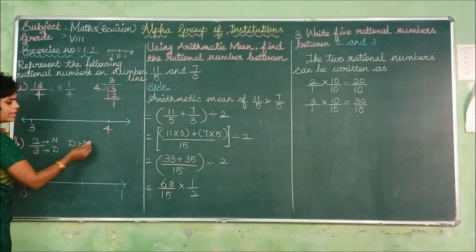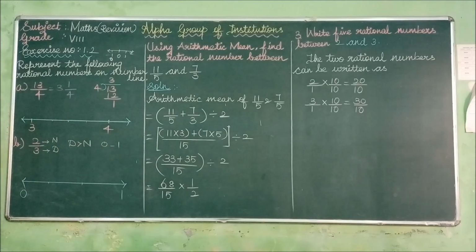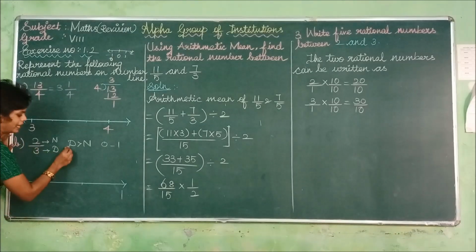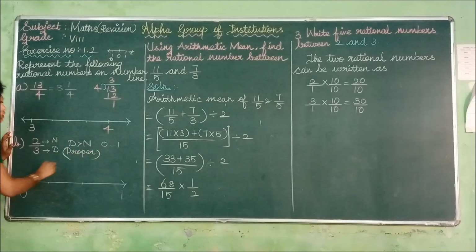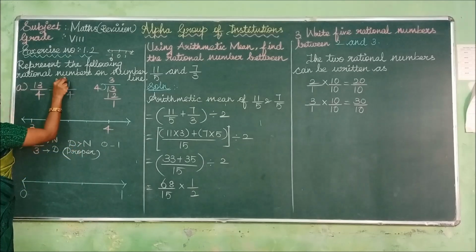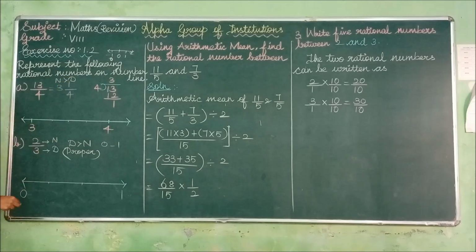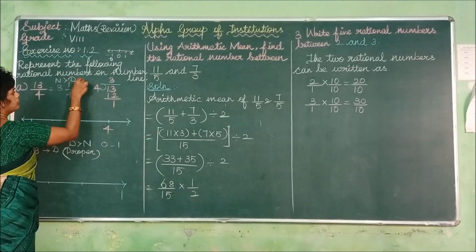So this will lie in between 0 and 1 on the number line. So how can we represent this one? In between 0 and 1. If it is a proper fraction, we can notate like that. If it is an improper fraction, it is the opposite of this one. So the numerator is greater than the denominator. When the numerator is greater than the denominator, it is called an improper fraction.